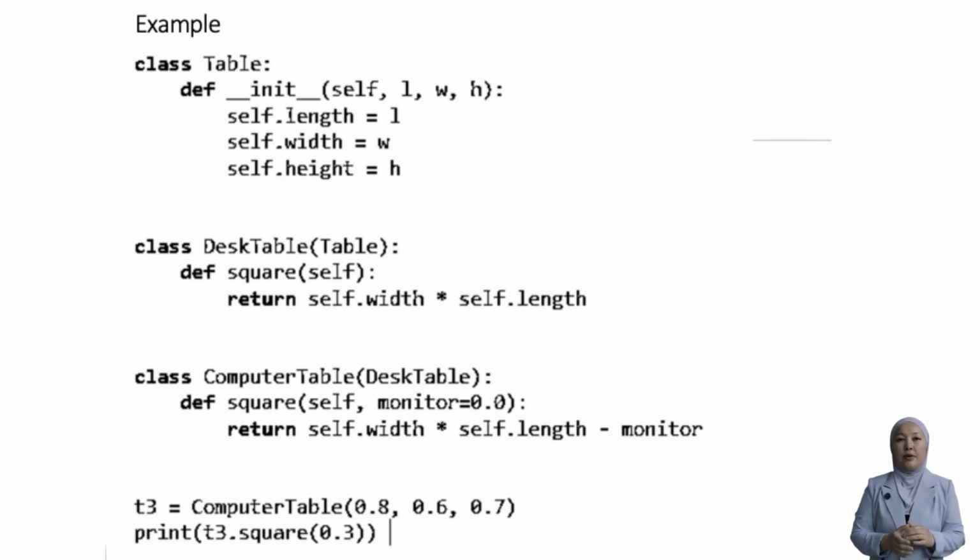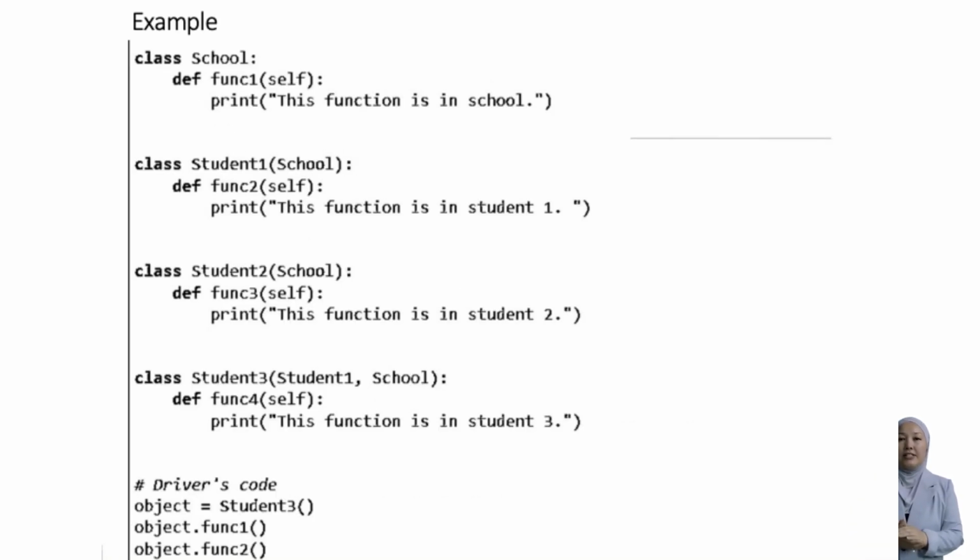A computer table subclass of desk table might further adjust that calculation to account for monitor space. This chain of inheritance allows each level to build upon and refine the previous one. Here we see another hierarchical example, a school class with student subclasses. One student subclass may itself become a parent to another, more specialized class. This illustrates how inheritance can create complex, tree-like structures that mirror organizational or conceptual hierarchies.